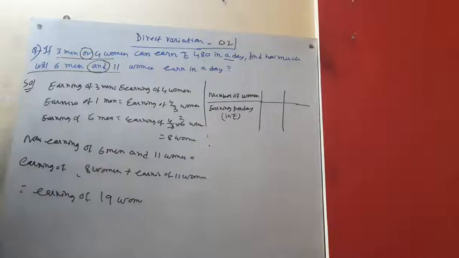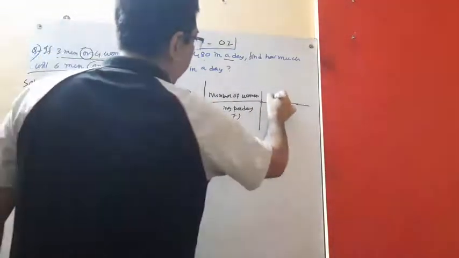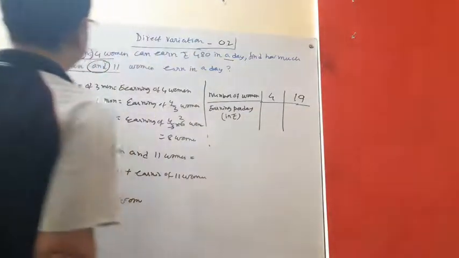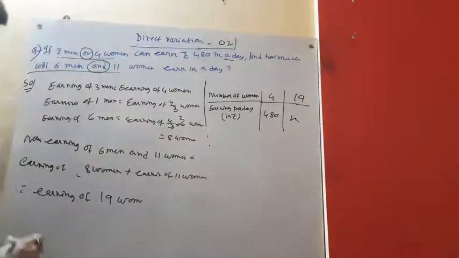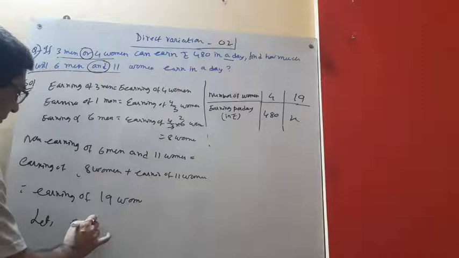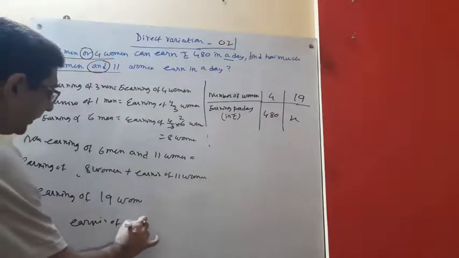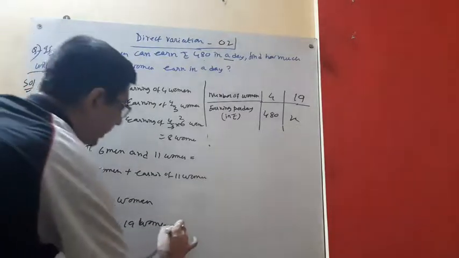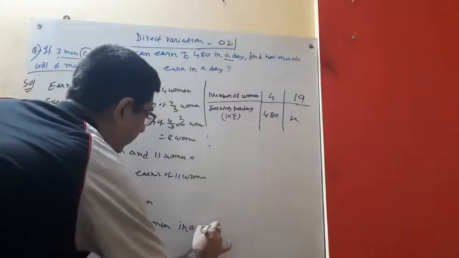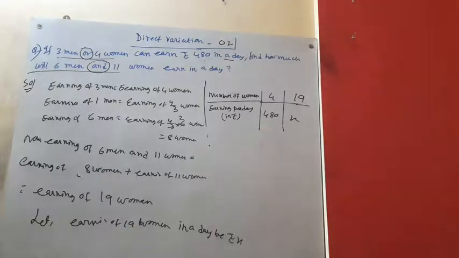We have to find. So at first number of women was 4 and here it will be 19. At first income was 480. Now what is the income? We have to find. Let earning of 19 women in a day be rupees X. Now I will do the sum. Okay, please copy the sum.